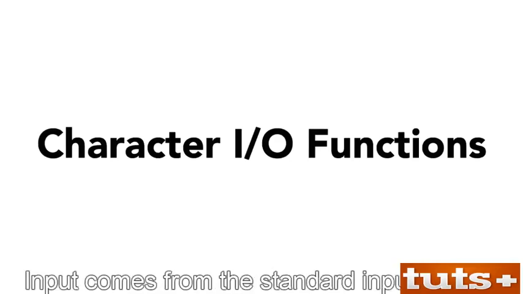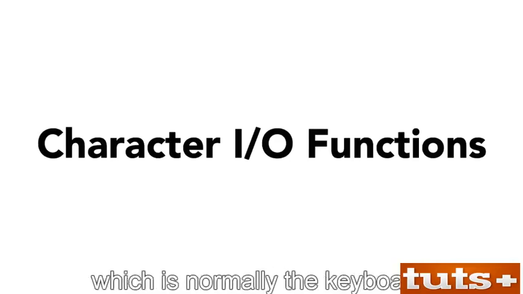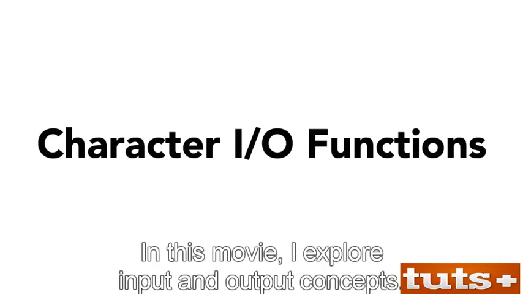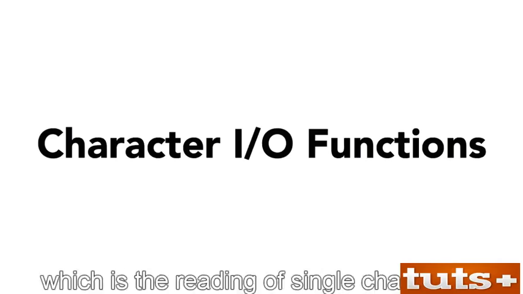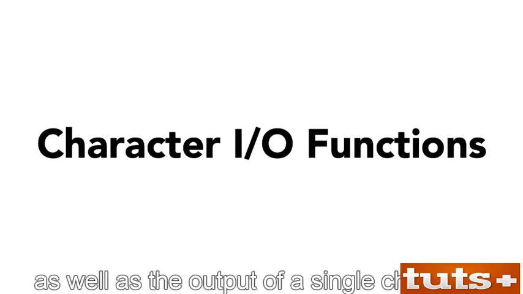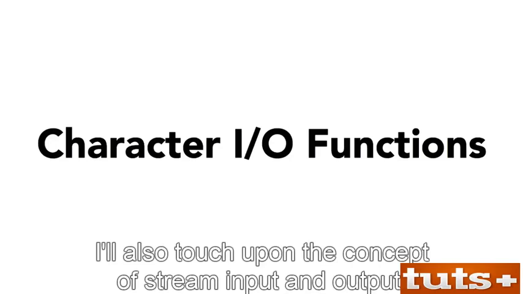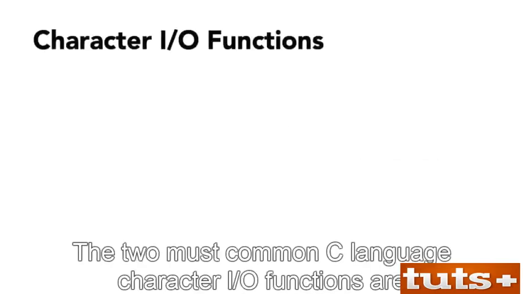In this movie, I explore input and output concepts. These involve character I/O, which is the reading of single characters, as well as the output of a single character. I'll also touch upon the concept of stream input and output. The 2 most common C language character I/O functions are getChar and putChar. That's how I pronounce them.